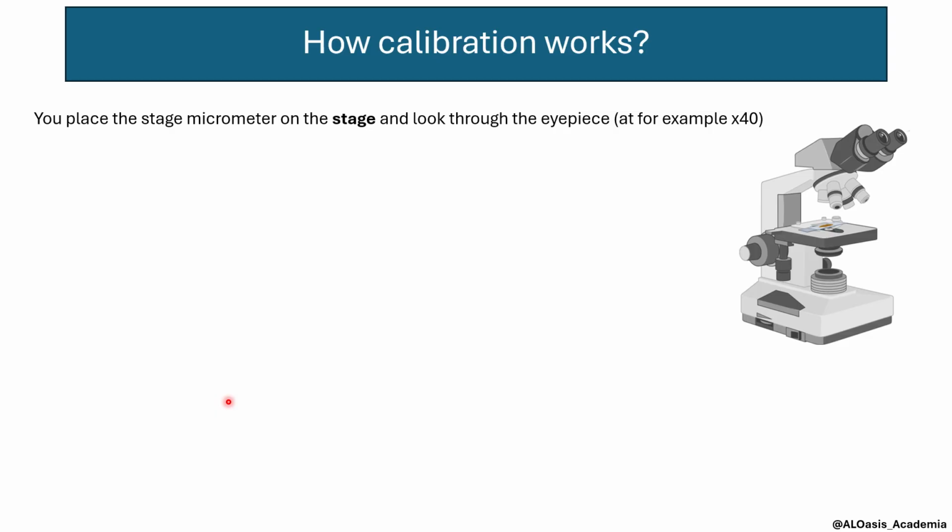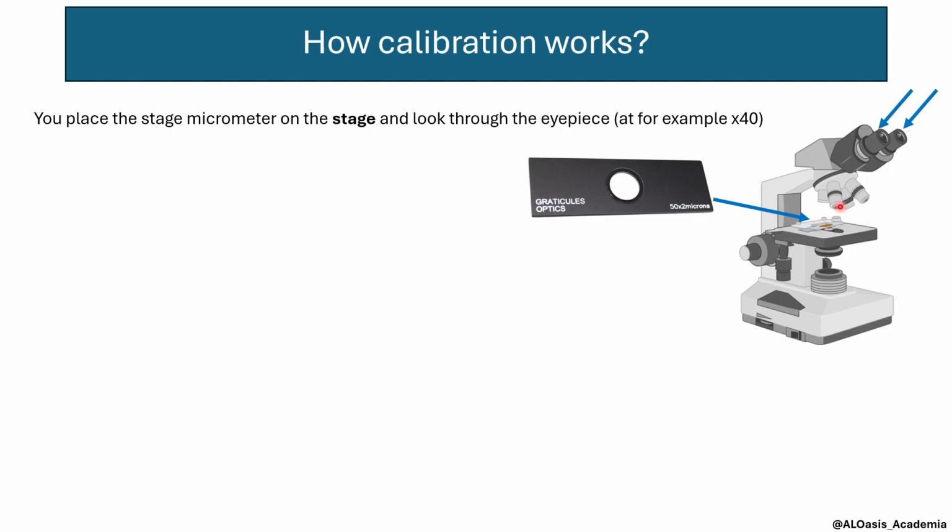The first thing you need to do is take the stage micrometer, this one, which has the scale carved onto it, and place it onto the stage of the microscope. This area here of the microscope is called the stage. So you put the stage micrometer on the stage, and then you look through the eyepieces.